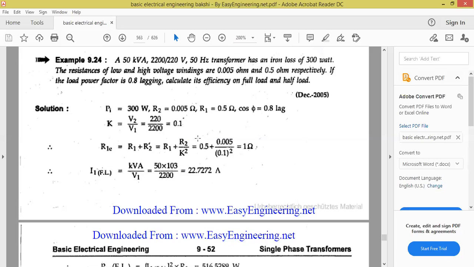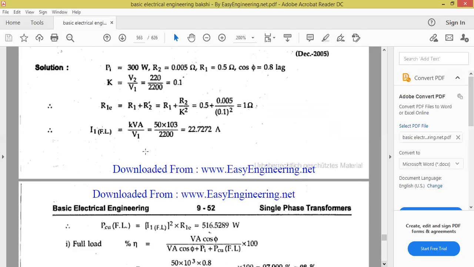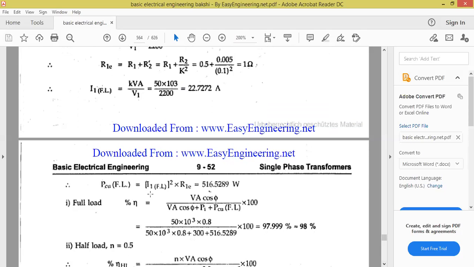Even the first problem we have done, R1 square, separately we have calculated losses. So any problem, if they are giving both resistances, you can convert them to one total resistance R01 using this formula. So then we'll get I1, or I2 you can calculate. So copper loss is equal to I1 square into R01 or I2 square into R02. Copper losses at full load you got. Now first bit, efficiency at full load you can directly substitute.